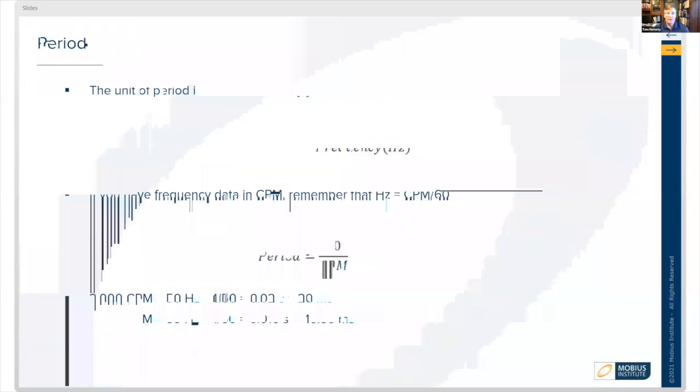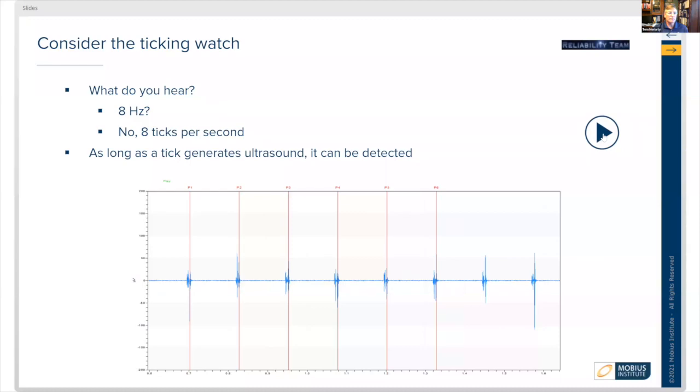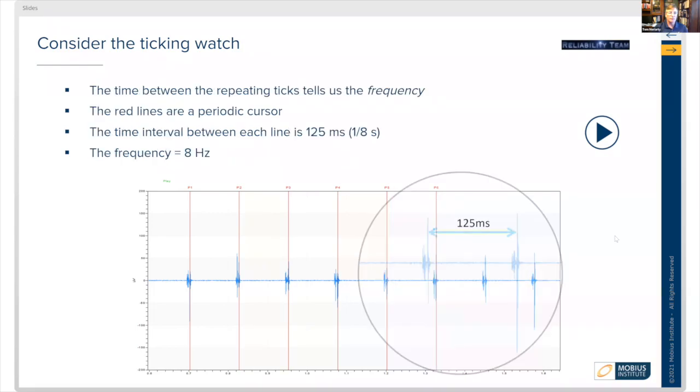So here's a little animation that will hopefully bring it home for you. If we have a ticking watch and it sounds like this, that period is, we're looking at 8 hertz. And so that's 8 ticks per second. As long as the tick generates ultrasound, we can detect it, right? And you can see the periodic ticks, 1, 2, 3, 4, 5, 6, happening at exactly the same period. So the time between the repeating ticks tells us the frequency. The red lines are the periodic cursors or the iterations of the period, and the time interval between each of those is 125 milliseconds or 1/8 of a second. So the frequency then is 8 hertz.